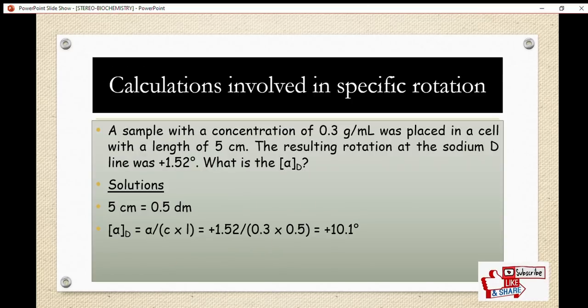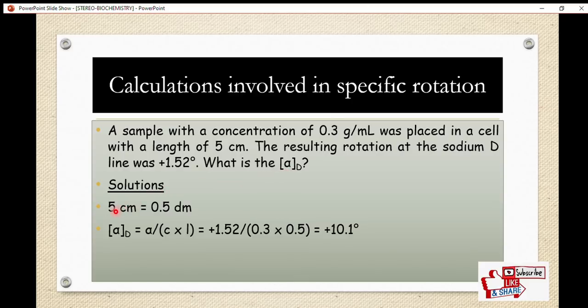All right. So after the concentration, it was placed in 5 centimeter length. And remember too, we talked about the length, and we said it's also recorded in dm, that's decimeter. So you have to convert this centimeter to what? Decimeter before you can use it in the calculation. All right. And the resulting rotation at the sodium D line was positive 1.52 degrees. Okay, so what's the specific rotation?